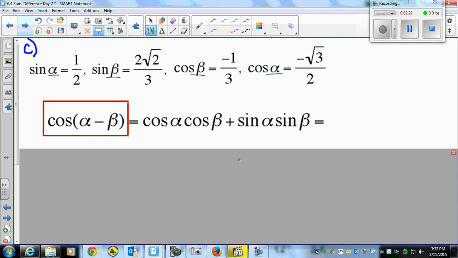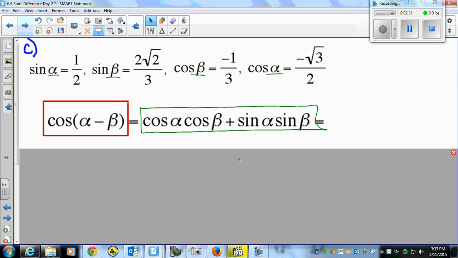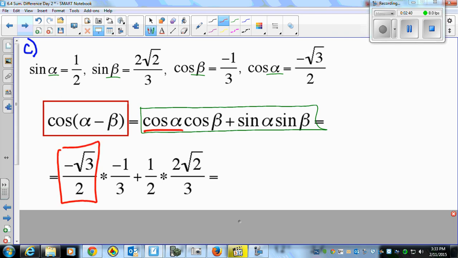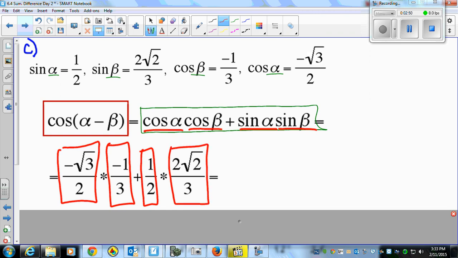I can go ahead and use my identity here for cosine of alpha minus beta and just substitute and simplify. So cosine of alpha is negative square root of 3 over 2. Cosine of beta is negative 1 over 3. Sine of alpha is 1/2. And sine of beta is 2 square root of 2 over 3.